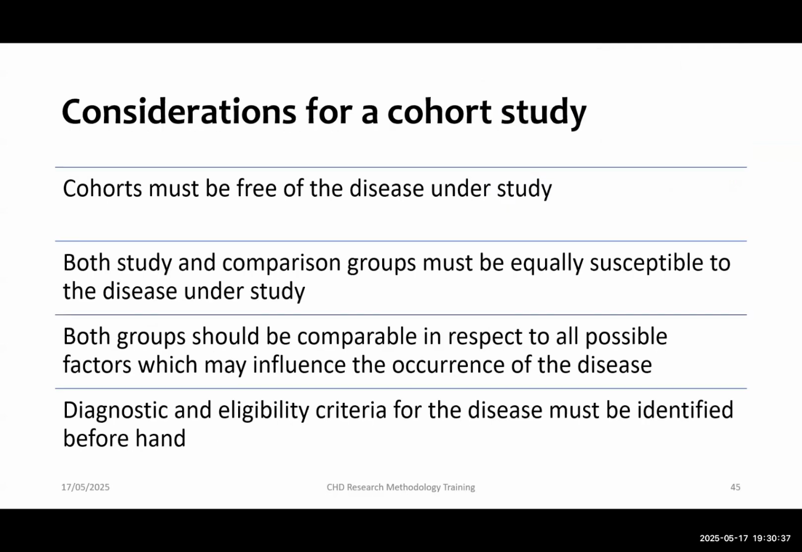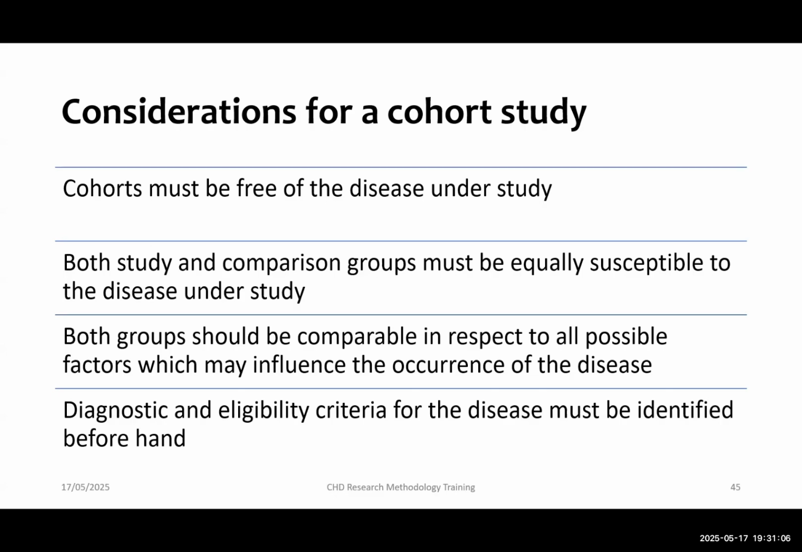So for you to do a cohort study, the groups must be free of that disease that you're studying. Assuming you are doing a cohort study of those who have cancer of the lungs. Now, although this time it's not cancer of the lungs, you're doing a cohort study of those who smoke and those who do not smoke. So one group is those who smoke, another group are those who don't smoke. Then you have to follow them over time.